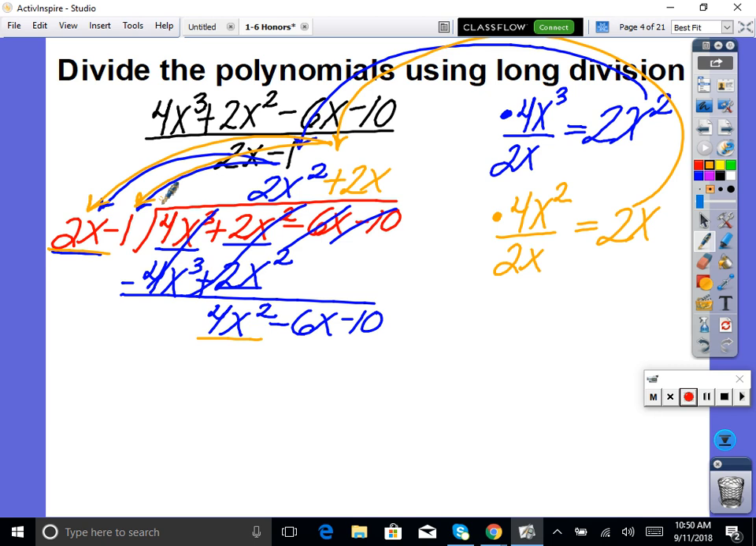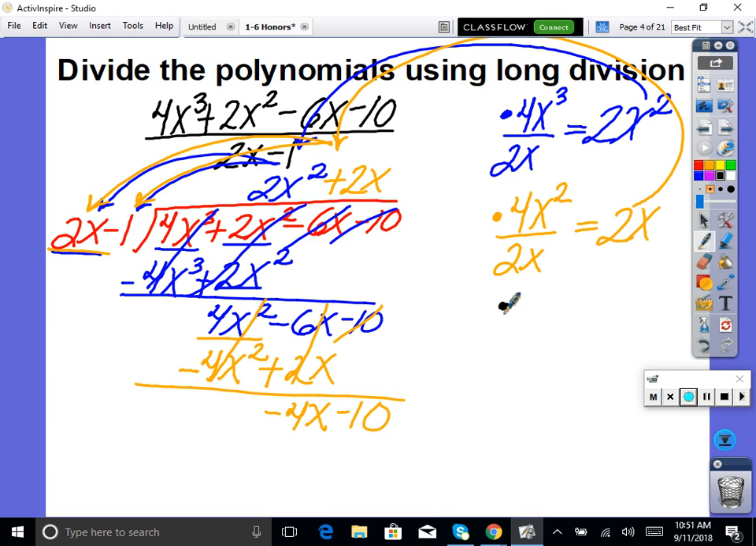Then we're going to multiply the positive 2x back down here and here. So positive 2x times 2x is 4x squared. Positive 2x times negative 1 is negative 2x. Then you have to have these cancel out. So you got to change the sign, change the sign. Then we're going to add straight down. So those go away. We have negative 4x. And then we have minus 10. And now we're back to the bulletin point.